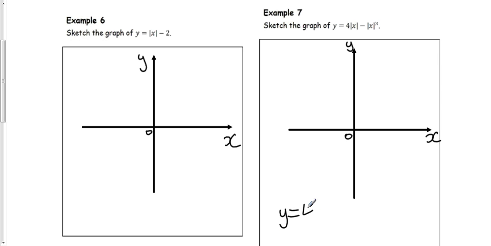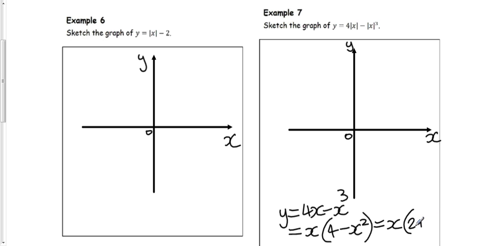If there were no modulus signs, 4x take away x cubed, we're going to need to factorize this to see where it'll cross the x-axis. As soon as I take out a common factor of x, I notice 4 minus x squared, the difference of two squares. So fully factorized, we get x, brackets 2 plus x, and 2 minus x. That tells me this original graph without the modulus signs will cross the x-axis at 0, minus 2, and 2.